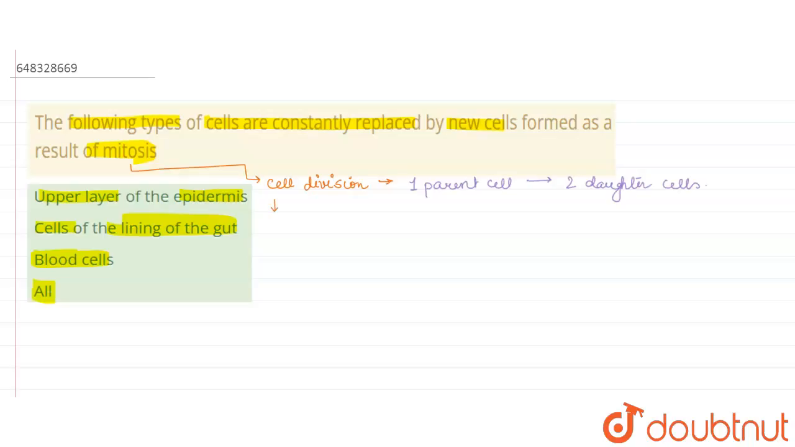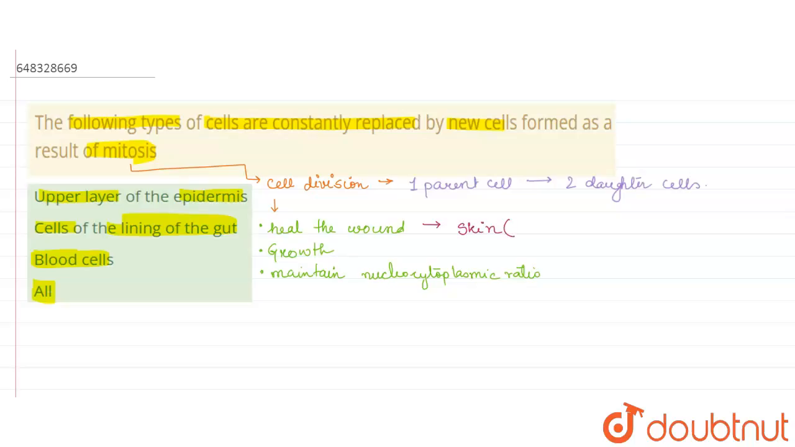Now, this cell division helps to heal the wound. Not only that, it helps in the growth of the organism. It helps to maintain the nucleocytoplasmic ratio. Okay. Now the organs that it heals are basically the skin.